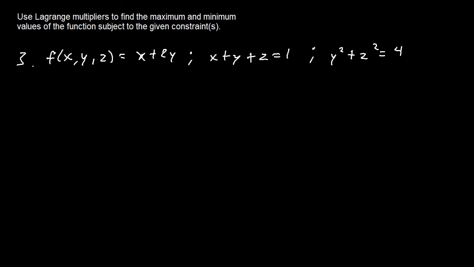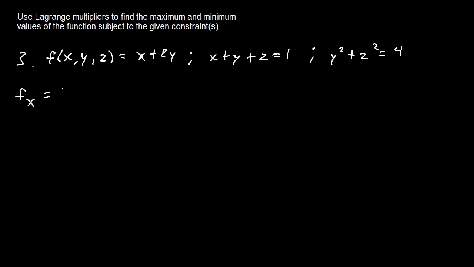So now for number 3, our function is f of x, y, z equals x plus 2y. And notice now we are given two constraints. So we have to find the maximum and minimum values of the function within both of these constraints. So the first one is x plus y plus z equals 1, and the next one is y squared plus z squared equals 4. So the formula is going to be a little bit different when we set up a system of equations.